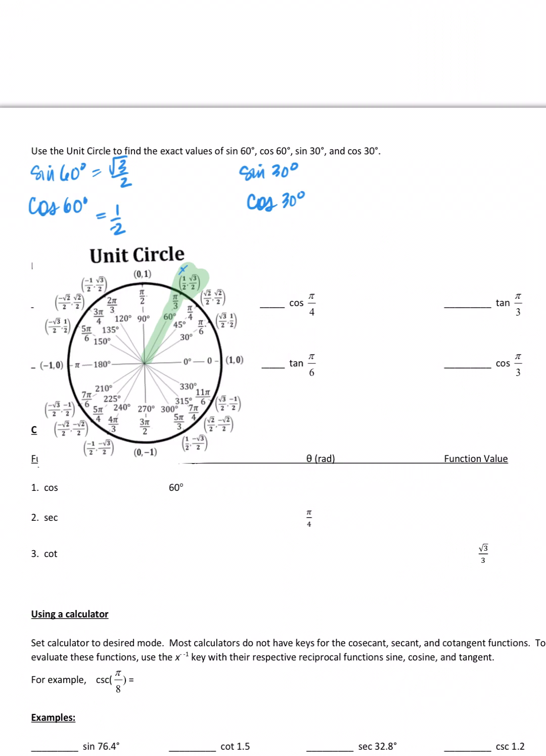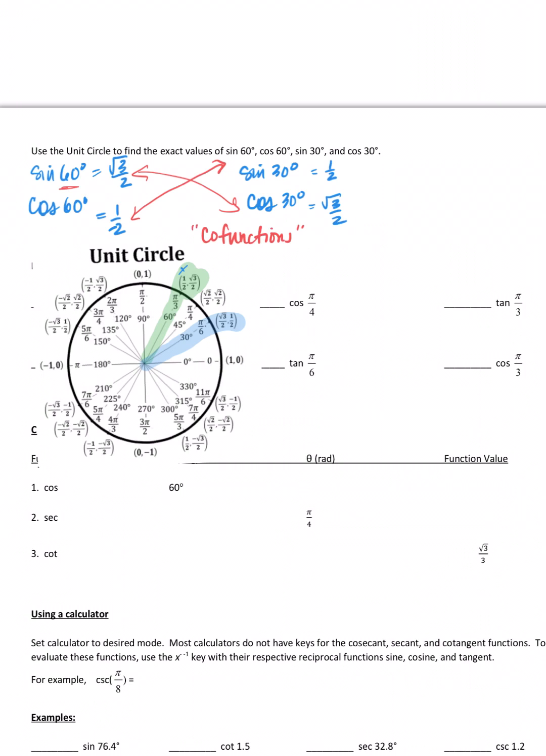Now if we switch gears and we go to 30 degrees, look at this. The sine is what, 1/2? And the cosine is the square root of 3 over 2. Now, why the heck did we do this? Well, because I want you to notice something here. The sine of 60 and the cosine of 30 are the same. Cosine of 60 and the sine of 30 are the same. We call those cofunctions.